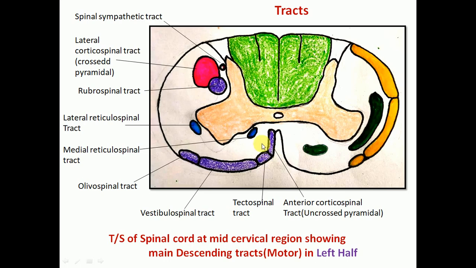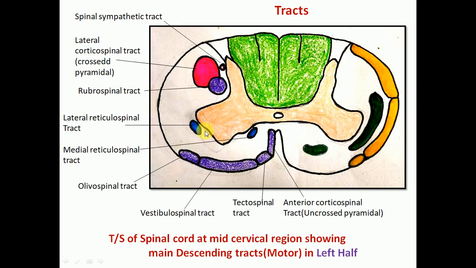Similarly, the anterior corticospinal fibers remain as uncrossed pyramidal fibers. The function is the same, but they remain in the anterior white column. Next, medial to this, there is the rubrospinal tract, which is concerned with unconscious, proprioceptive movements. It arises from the red nucleus of the midbrain, and these fibers also decussate like the lateral corticospinal tract, and within the spinal cord they are present on the opposite side in the lateral white column, medial to the lateral corticospinal tract.